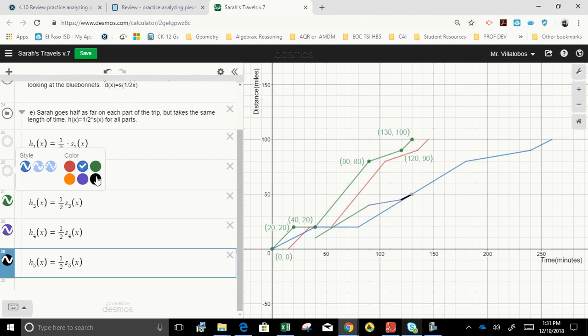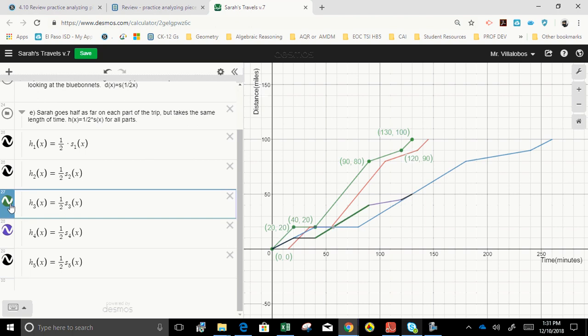Si quieres. Okay. ¿Quieres cambiar el color? Hold it. You hold on it. You click on it and hold it. And the color will come up.